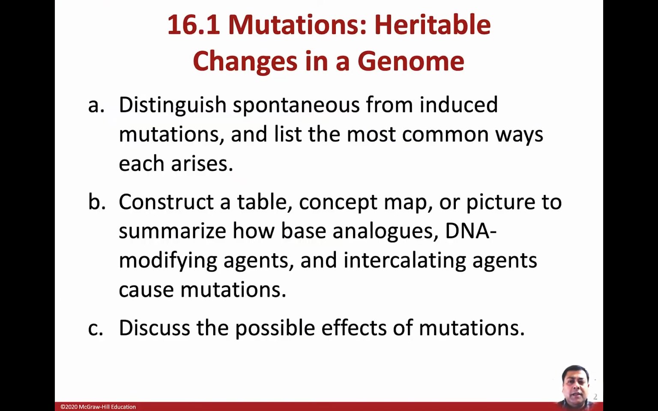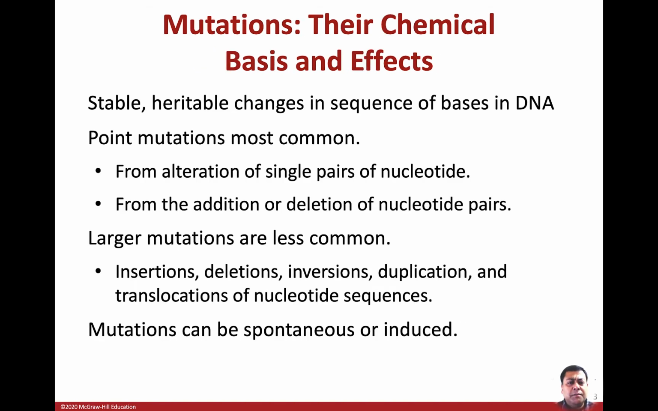So the first thing that we are going to talk about is a mutation, which is a heritable change in the genome. And we are going to see how this happens in bacteria. By definition, a mutation is a stable heritable change in the sequence and the bases of the DNA. The point mutation is the most common, which means that one base pair is changed by another base pair. That is what is called a point mutation. And we are going to take a look at a couple of these, and how this happens.